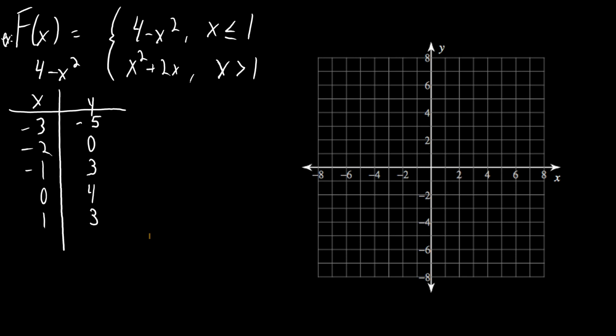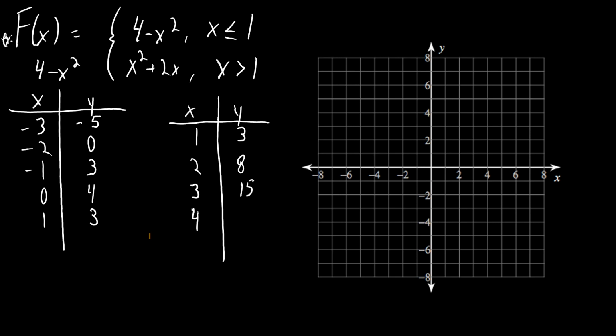Okay. And now let's do the same thing for our x squared plus 2x. That is defined for anything greater than 1, so we don't need a whole lot of points, just a couple. 1 squared plus 2 times 1 is going to be 3. 2 squared plus 2 times 2 is 8. Then it's going to be 15, and then 25.